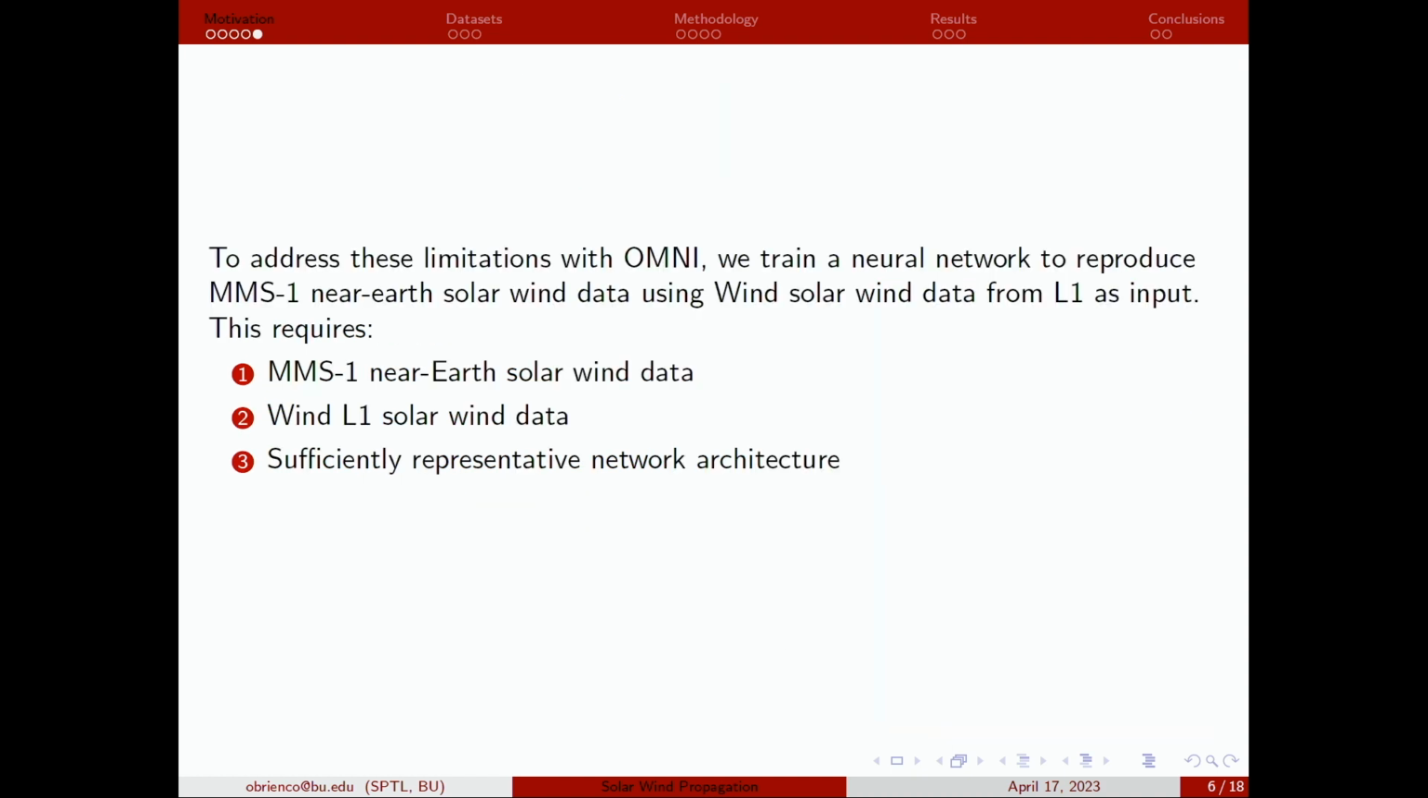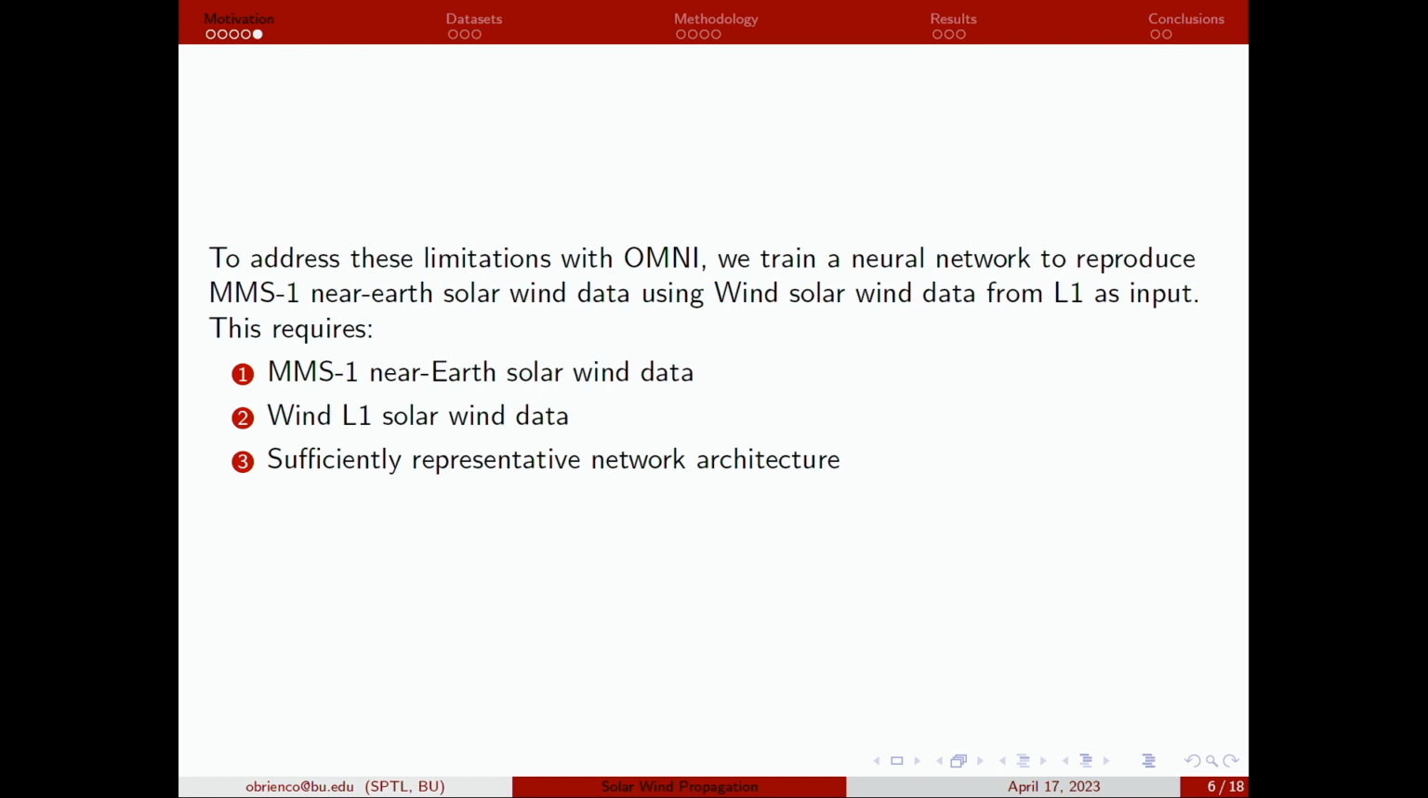This sort of motivates the central questions of this work: to basically train a neural network to reproduce observations of the solar wind near the Earth, in our case from MMS-1, given inputs from a spacecraft at the L1 point. So, of course, this requires a data set at the Earth, a data set at the L1 point, and a sufficiently representative network algorithm.